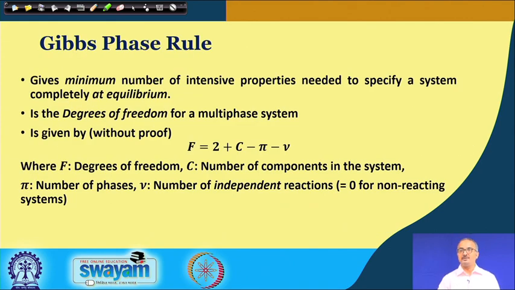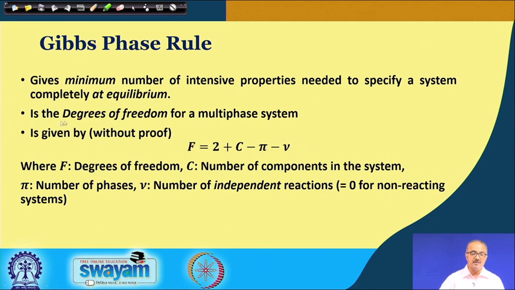Now, another important thing is the Gibbs phase rule. Without going into the derivation, we will give this Gibbs phase rule. First, we have to understand what it is. The Gibbs phase rule gives us the minimum number of intensive properties needed to specify a particular system at equilibrium. That means, for complete description of a system at equilibrium, the minimum number of intensive properties can be obtained from the Gibbs phase rule. If the system is not in equilibrium, then we cannot apply the Gibbs phase rule.